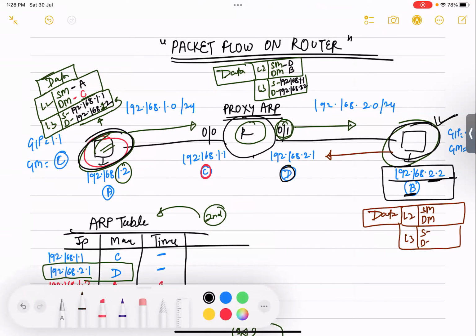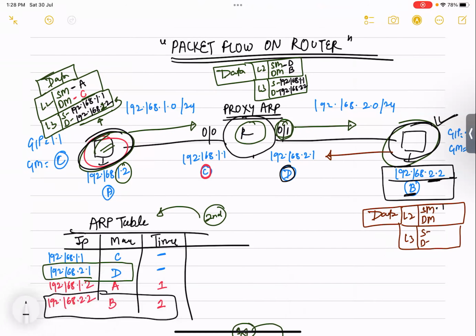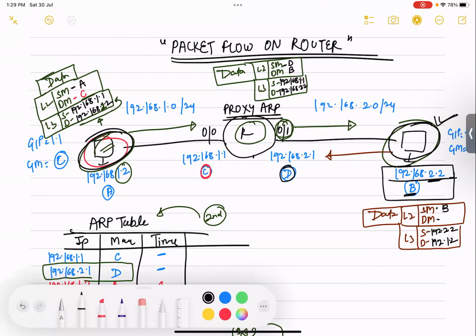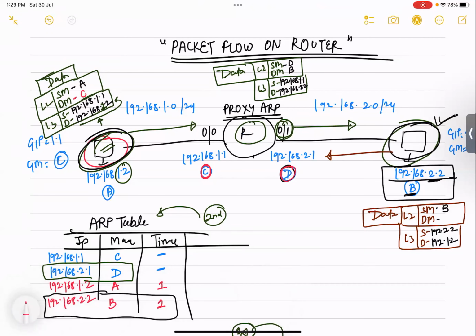Now, which one is the source MAC? B. Source MAC is B. Source IP is 2.2 and destination is 1.2. Yes or no? Yes. And destination MAC is again which one? The D interface, the gateway MAC.